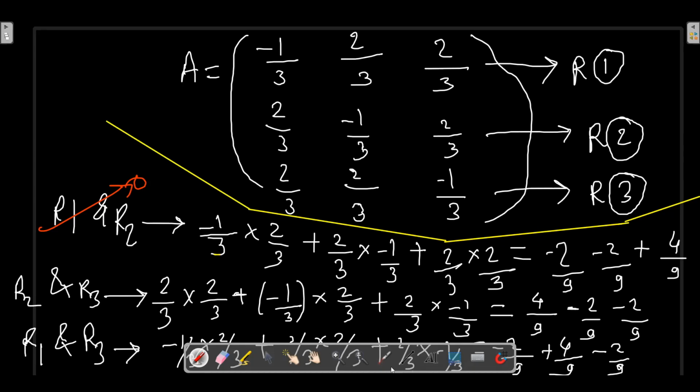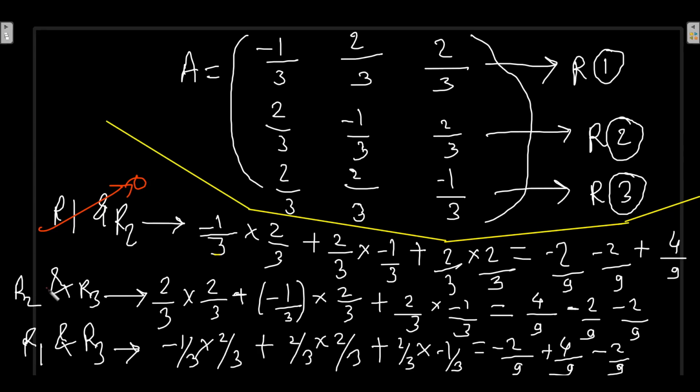Okay. Now let us take row 2 and row 3. So 2 by 3 multiplied by 2 by 3, minus 1 by 3 multiplied by 2 by 3, 2 by 3 multiplied by minus 1 by 3. Okay. So 4 by 9 minus 2 by 9 minus 2 by 9. So this also came out to be equal to 0 itself.